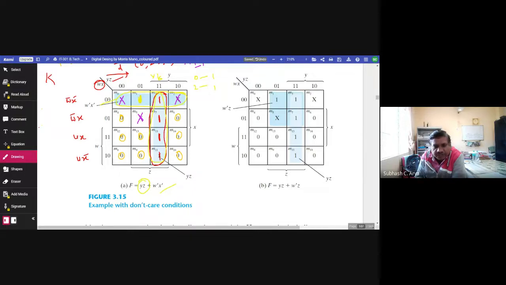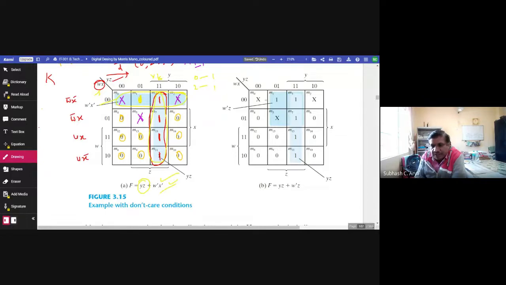So that solution is 0, 0 with respect to this wx. So this is nothing but w bar x bar. So that is why the solution is w bar x bar. This is one solution. What will be the another solution? That is why we used to tell that Karnaugh map does not give a unique solution. Okay. So this is one solution which is correct.